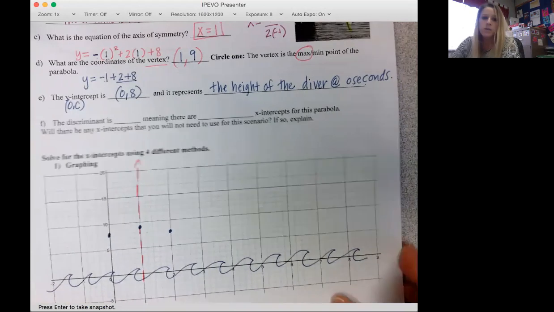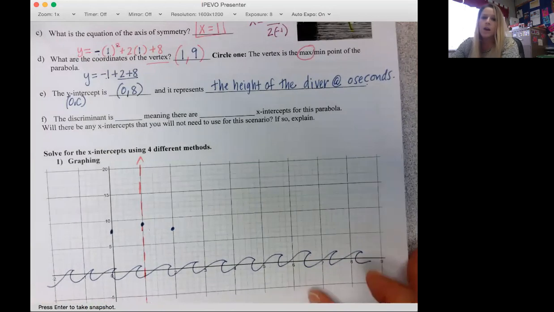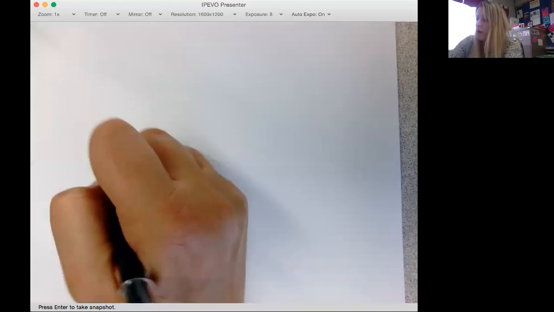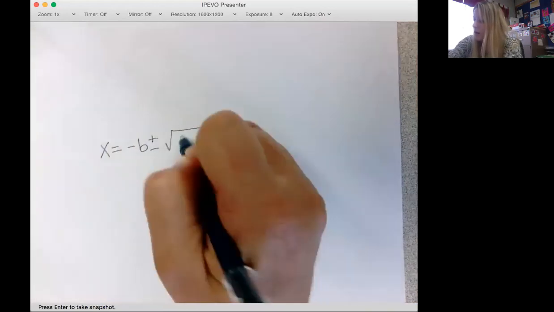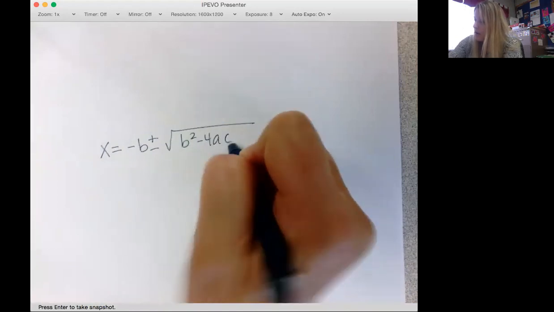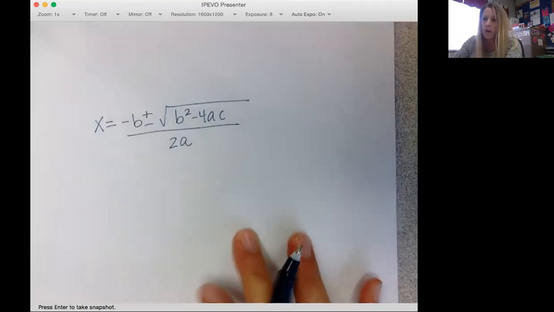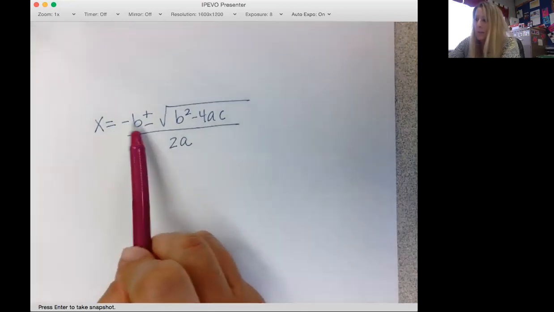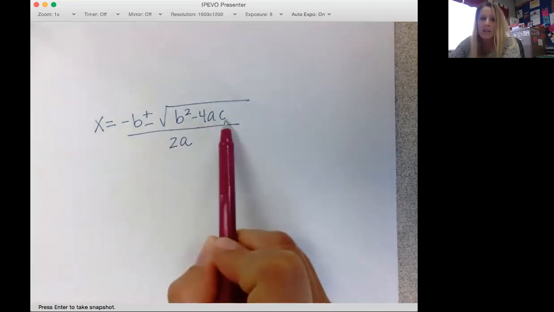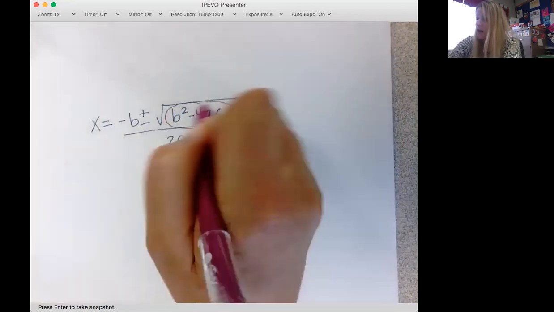Okay. So the next question is asking about discriminant. And the discriminant comes from the quadratic formula. So I'm going to move aside for a second and refresh your memory about the quadratic formula. So remember, we have a fun little song. So x equals opposite of b plus or minus the square root of b squared minus 4ac all over 2a. Of course, I had to sing for you guys.